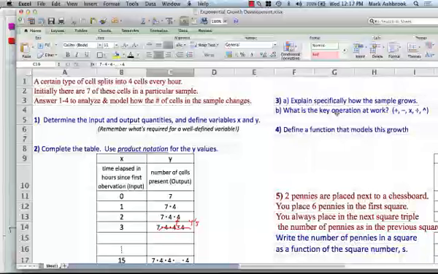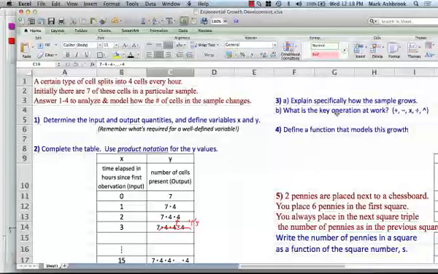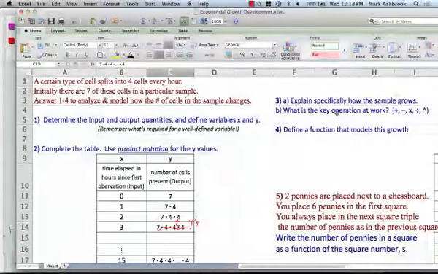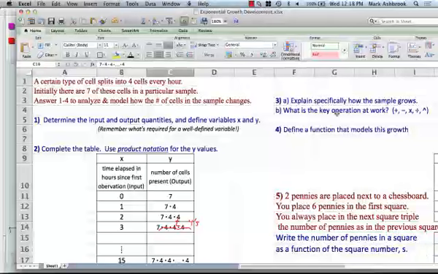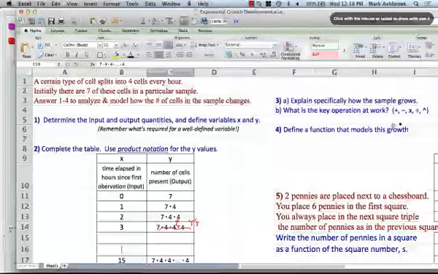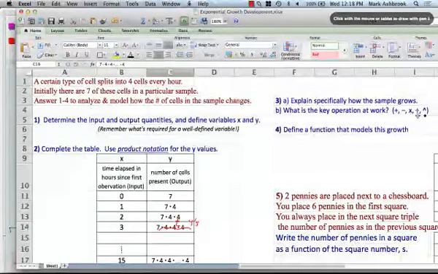Specifically, how does the sample grow? Someone review that again for us. Right, right. Every hour that goes by, the number of cells is multiplied by 4. So what is the key operation at work? Is it plus, minus, times, divided by, or power? What's the key operation at work here?